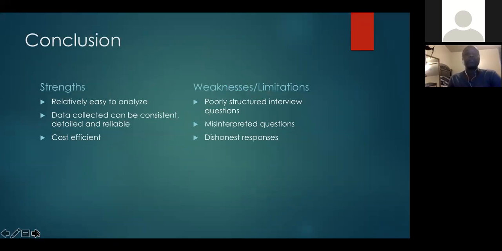Some weaknesses may include poorly structured interview questions. Also, participants may respond with what they believe the researcher wants to hear. Participants may misinterpret the questions being asked. All of these limitations can be minimized by researchers properly structuring interview and survey questions so that there are no difficulties interpreting and understanding what is being asked.